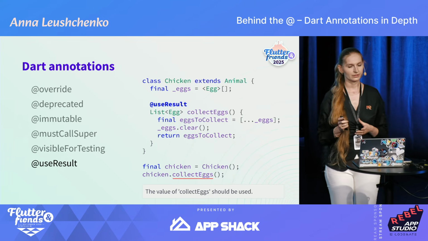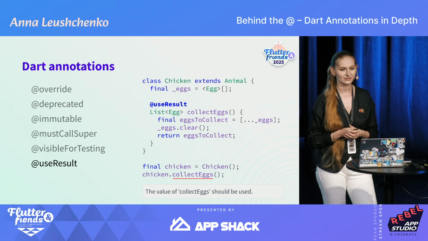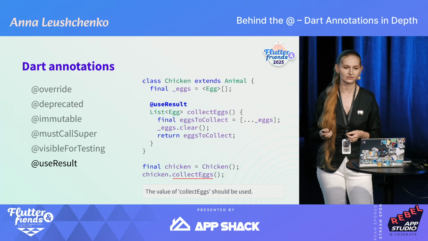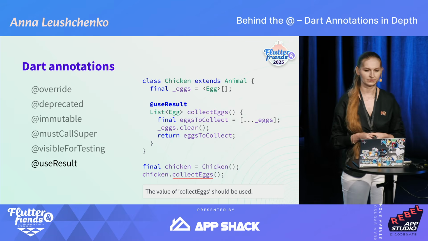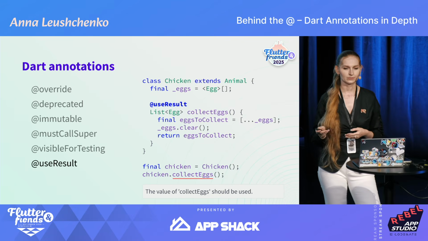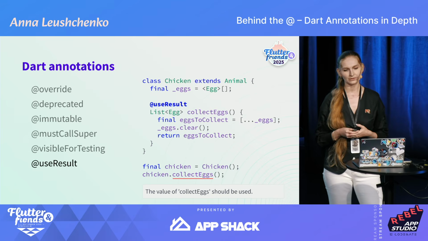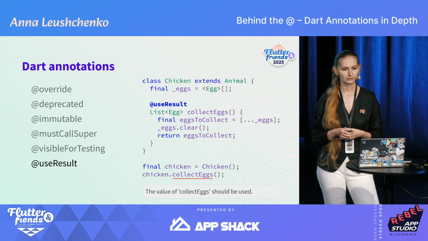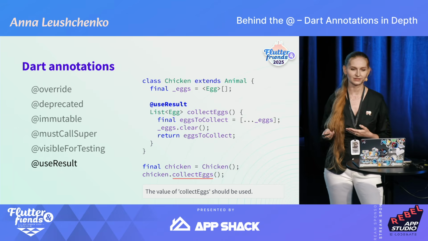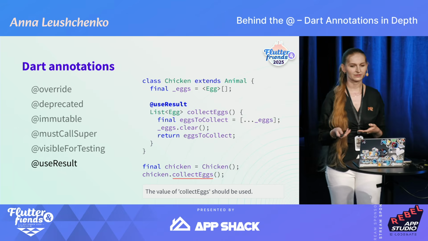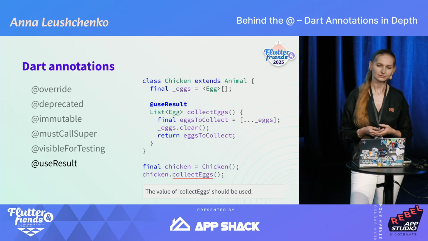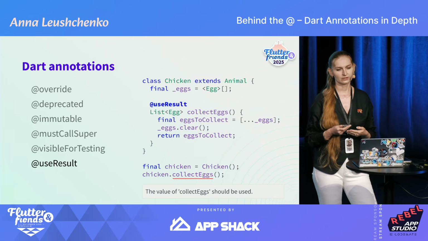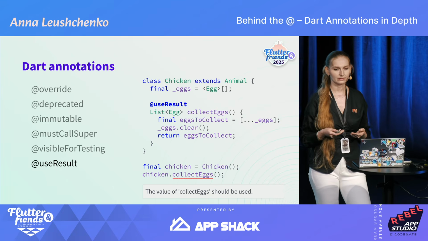Next, I prepared a few lesser-known annotations just to tickle your curiosity. UseResult can be used above methods, getters, or functions to force you to use the result it returns. In this example, we have a class called Chicken, and we have a destructive method called collectEggs that clears the list before returning. So it would be a real pity to lose all those eggs if the result of this method is not stored. Since I applied the UseResult annotation above the collectEggs method, the code below produces a warning that the value should be stored.